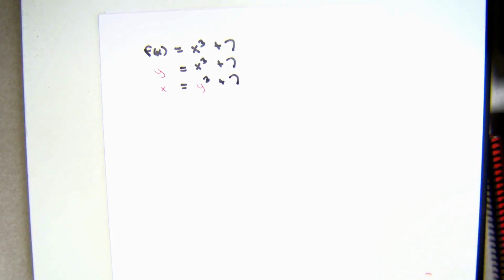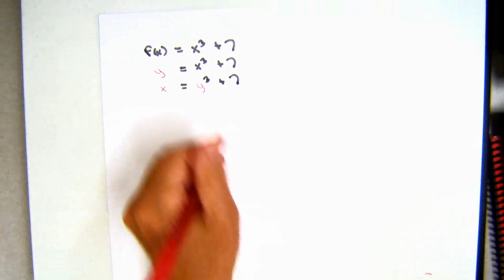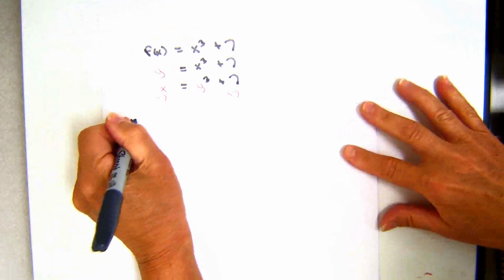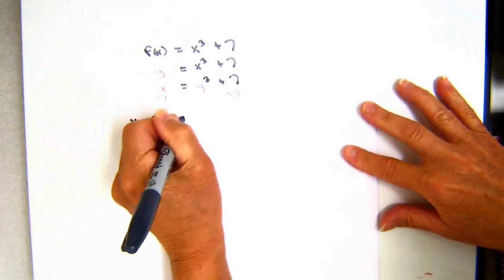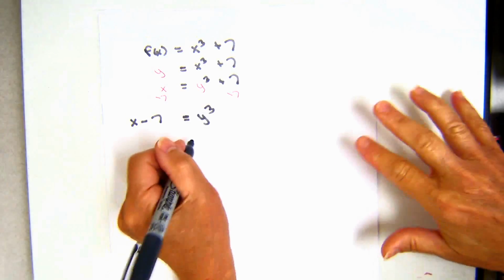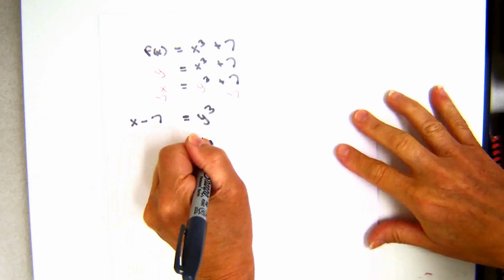So to solve for y, the first term that's bothering the y is a 7. So let's subtract 7 from both sides. So then you'll notice on the left we get x minus 7 is equal to y cubed. Now we want to either take the cube root or raise both to the 1/3 power. So it's probably a little easier to take the cube root of both sides.